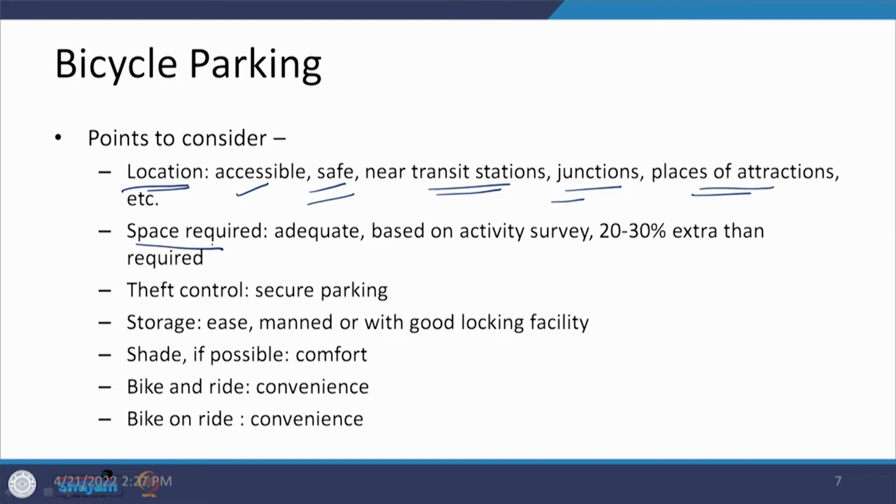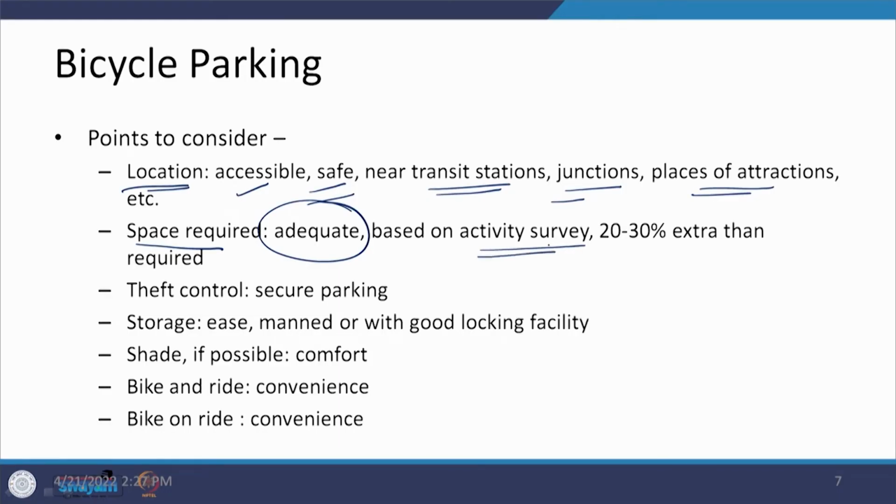Then the next thing is the space required. When we talk about the space required, we are basically interested in seeing that whatever is being provided is adequate in terms of the spaces for the demand which is going to be there in that area for the parking of bicycles. Therefore, we need to go for the activity surface, and we may come up with a value, say we need to provide P spaces for parking today, but then that has to be looked at for the future as well. There is always a possibility of an occasional flow, and that occasional flow can be considered as 20 to 30%, and therefore, some extra spaces should always be there in the area where the parkings are being provided.